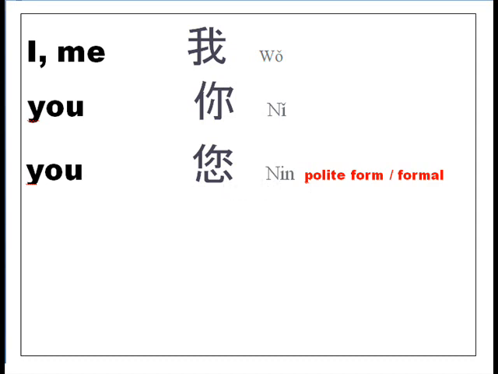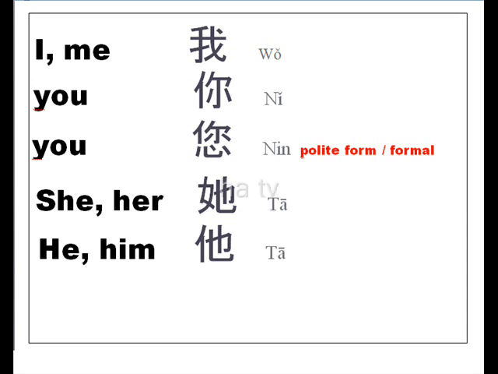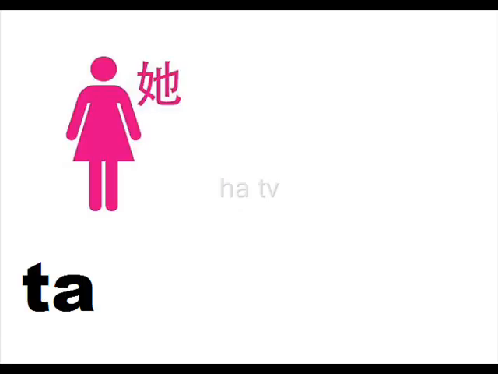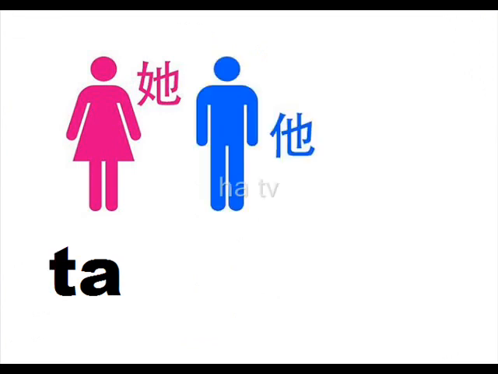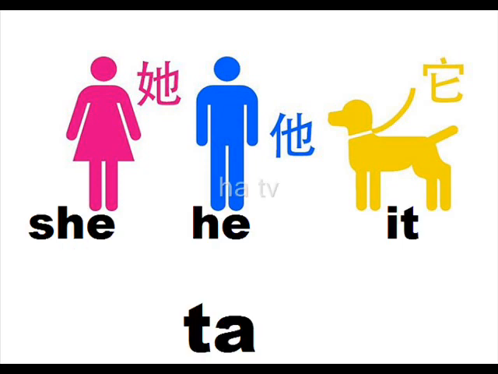The third person is ta. So we have she, her, he, him, it, and its. All those are in the third person. In Chinese we say ta. The pronunciation of ta for he or she or it is the same, but the spelling is not the same, of course.